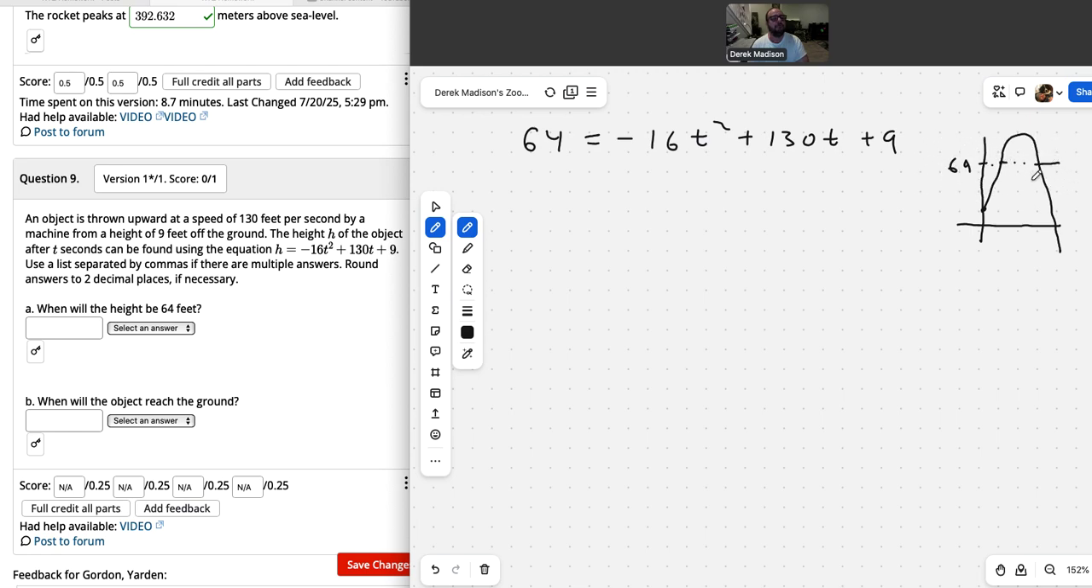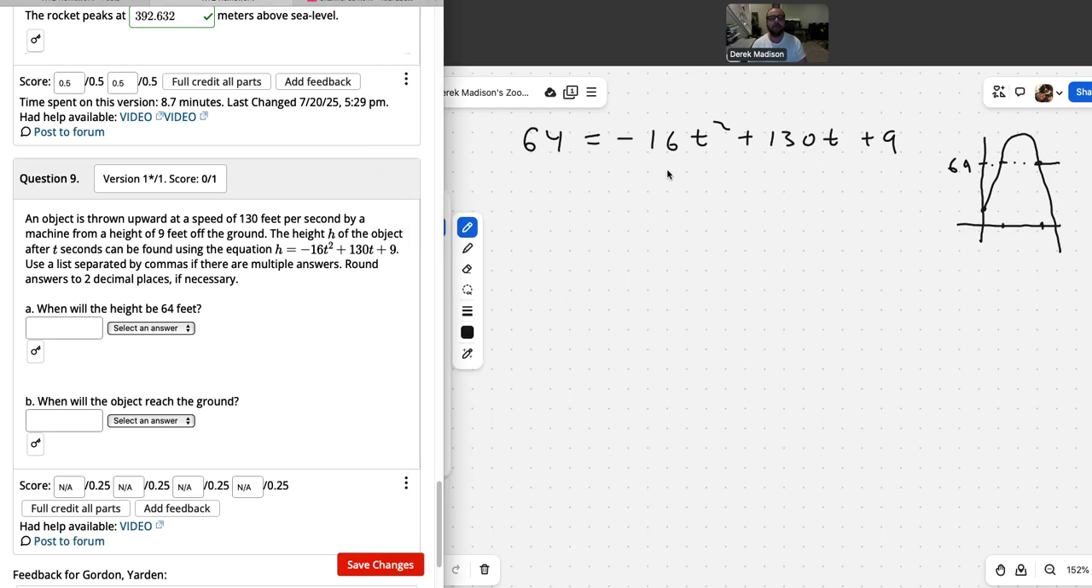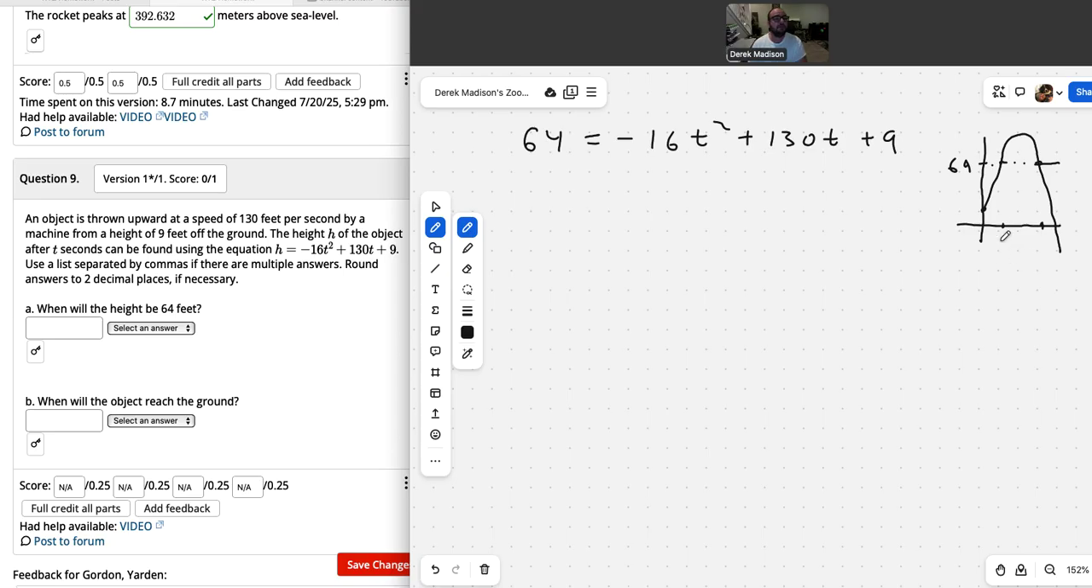And so we're trying to find the x values, the time, because it's asking for when, so that means we're solving for t, when that would happen. So those two values, when it would cross over 64 feet. So we know the output, we're looking for the input.